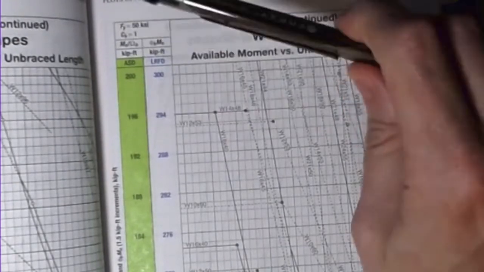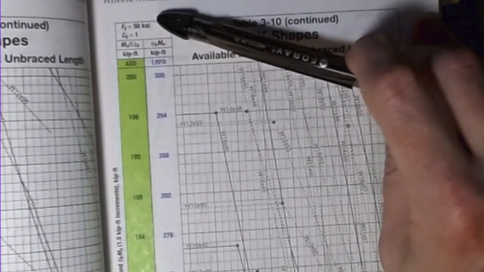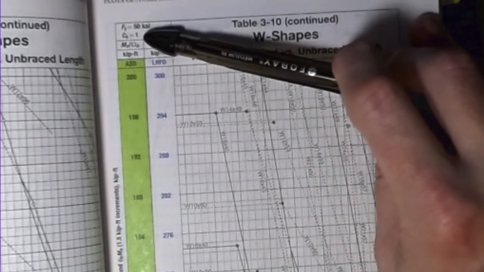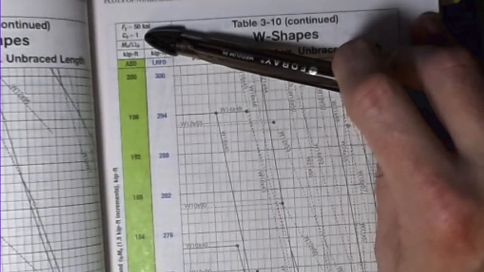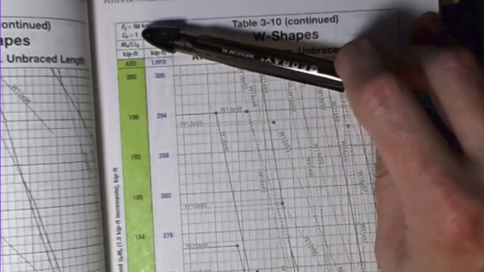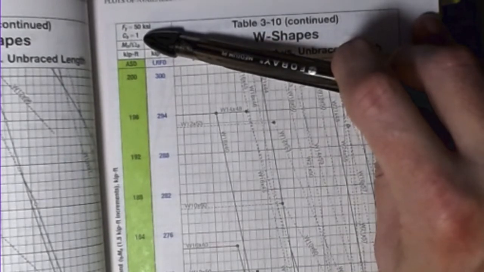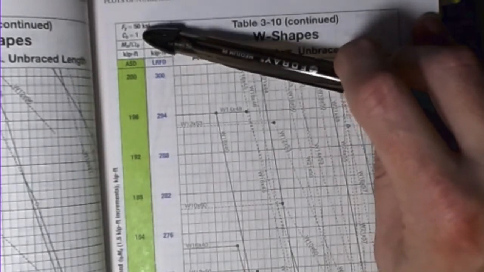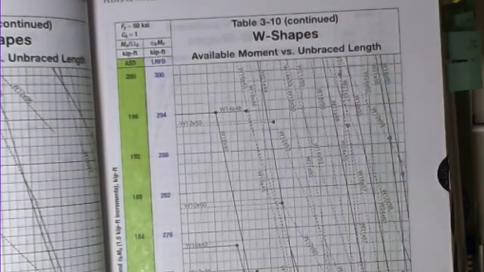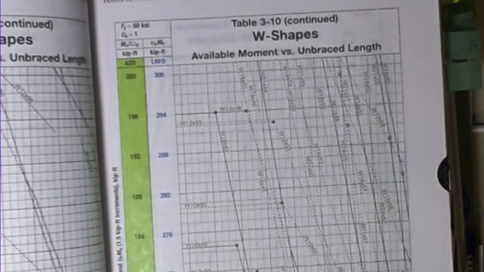The tables are calibrated for 50 ksi, as up here, and a specific Cb value of 1.0. This is the worst case Cb value for a beam in flexure. 1.0 means that the moment's being applied constantly along the entire section, and there's no relief due to lighter loading on a part of the beam versus on others within a particular span. So this becomes a bit of a challenge.